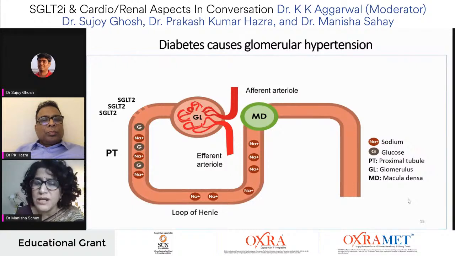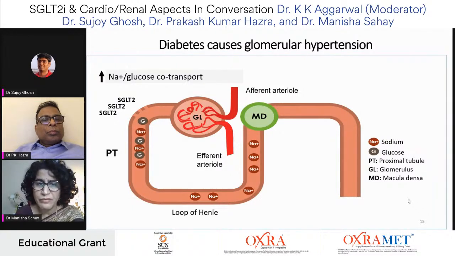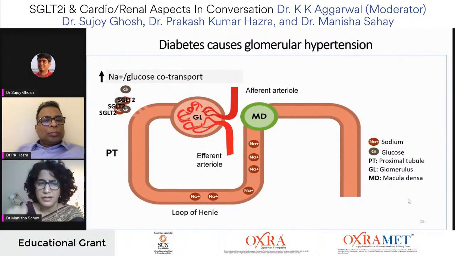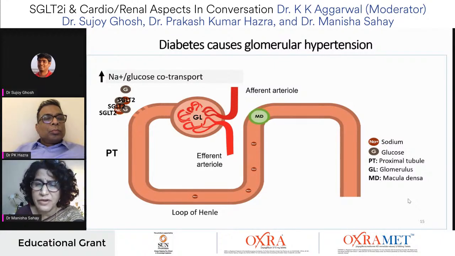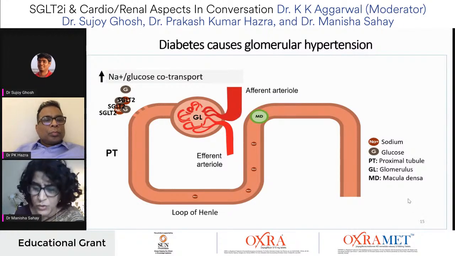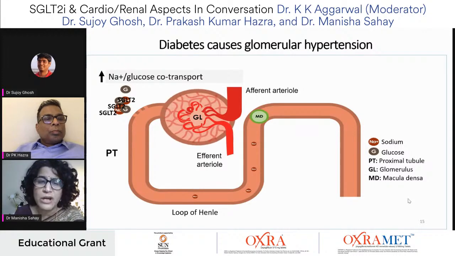You can see what these drugs do. Whenever we have this filtration of sugar in a diabetic, most of this sugar is absorbed in the proximal tubule, as you can see in the figure, along with sodium. And as a result, less sodium is delivered to the distal tubule, macula densa. And as a result, macula densa tells the afferent arteriole, I'm not getting any sodium, you filter more sodium. And as a result, the afferent arteriole dilates and it brings more blood into the glomerulus.